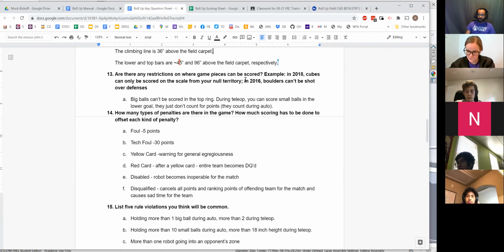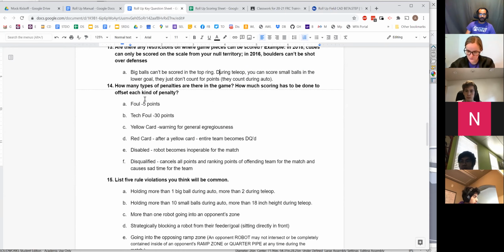Yeah, the restrictions on where game pieces can be scored. Big balls can't be scored in the top ring. That makes sense. You can score small balls in the low goal, but they just don't count for any points. It's good to remember. But now we know they do count for the ranking point goal, which is interesting.